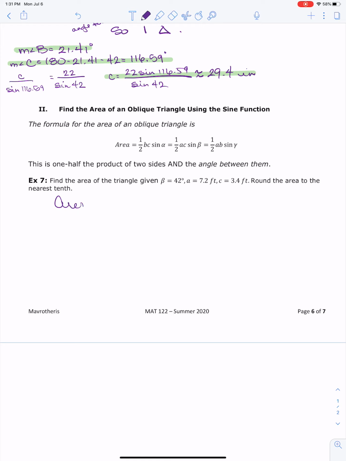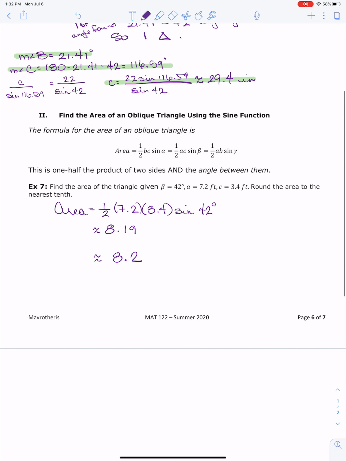So my area here is 1/2 times one side times the other side times the sine of the angle between them. Fairly straightforward. To 2 decimal places, this is 8.19. It says to round this area to the nearest tenth. That's our 8.2. I am talking about area. I did have measurements on my sides of feet, so I need to make sure that my area has got the correct unit, square feet or feet squared.